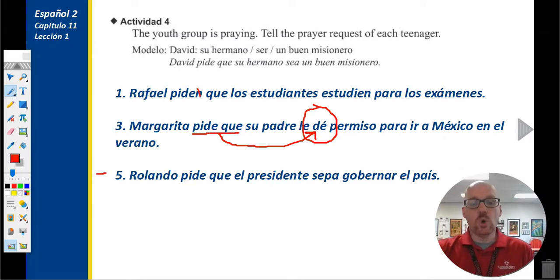Número 5. Rolando pide que el presidente sepa gobernar el país. Rolando requests that the president would know how to govern the country. Okay? Mark any questions that you might have on those and let me know if I can help at all.